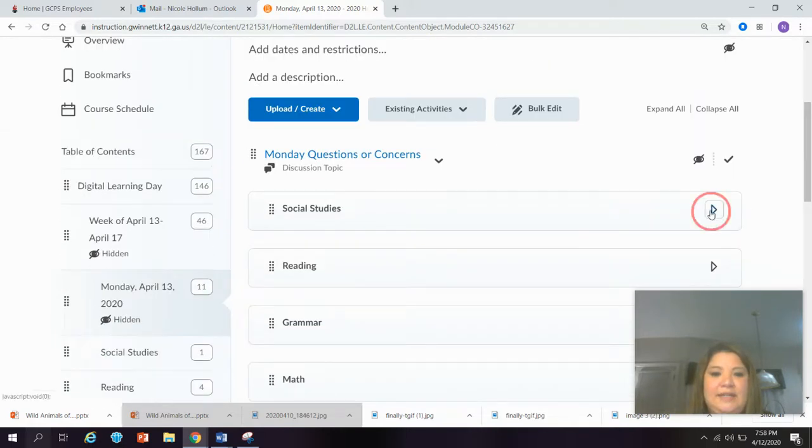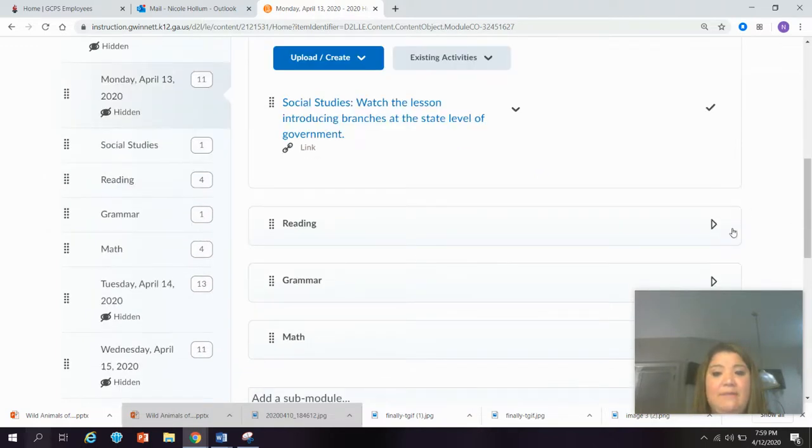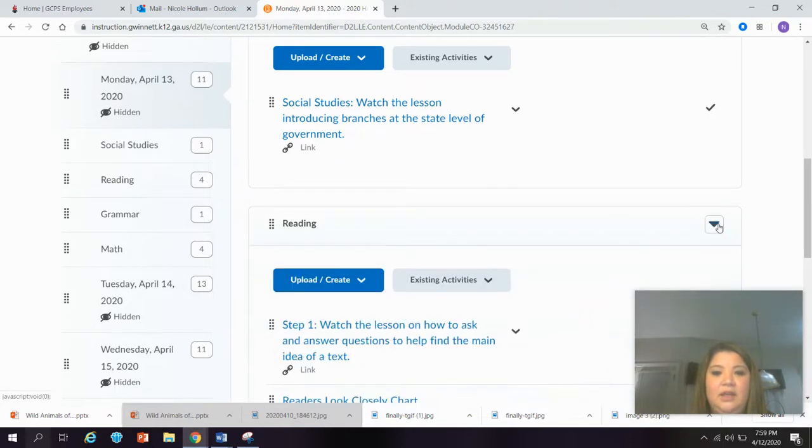First, social studies. We're going back to social studies. Last week we did science. You're going to watch the lesson introducing the branches at the state level of government, okay? The last time we did social studies, we did the branches at the national level. So this week we're going to be talking about the branches at the state level. You're going to watch this lesson, and that's all you have for social studies. So please make sure you watch the entire thing.